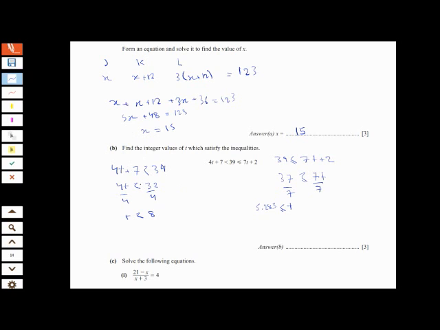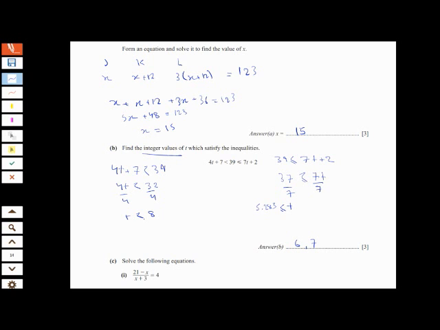They don't want the inequality. They just want values. So basically, you write down integers. That means they don't want decimals. So basically, it's 6 and 7. That's what they want. Because it says here less than 8, so 8 is not included. So only 6 and 7.